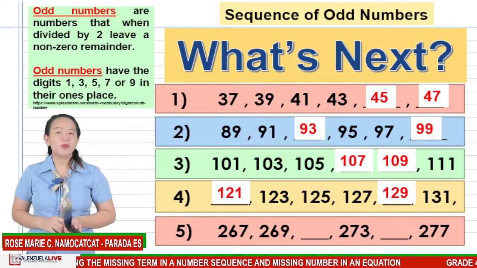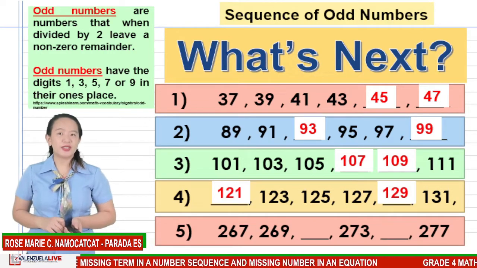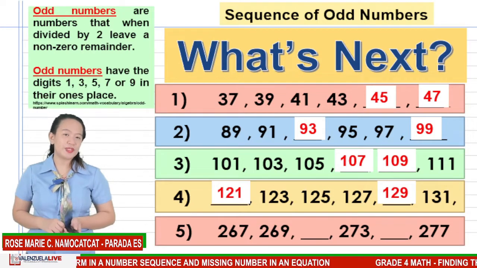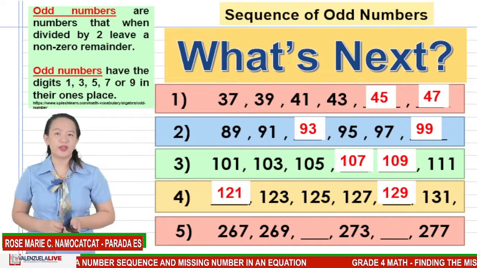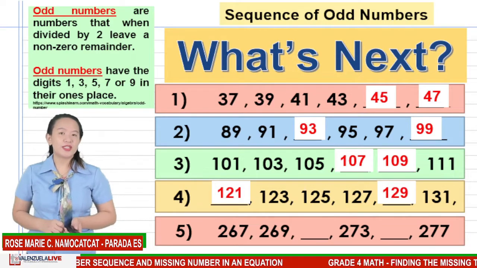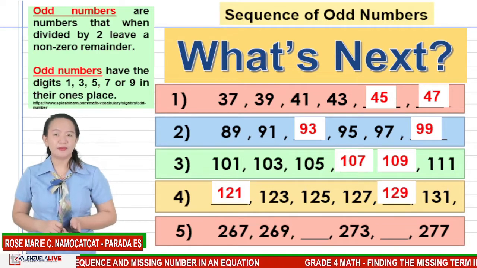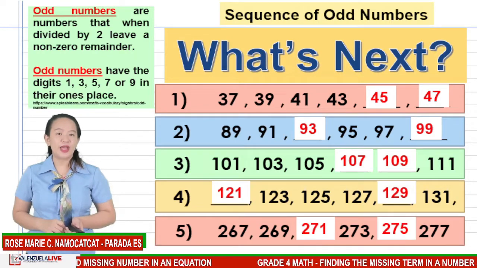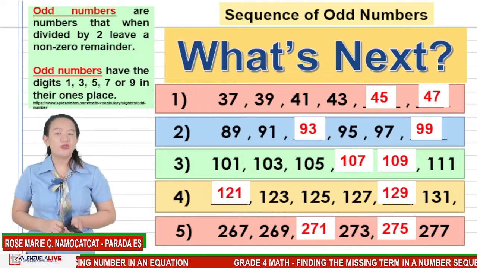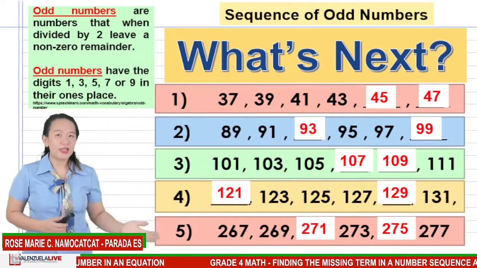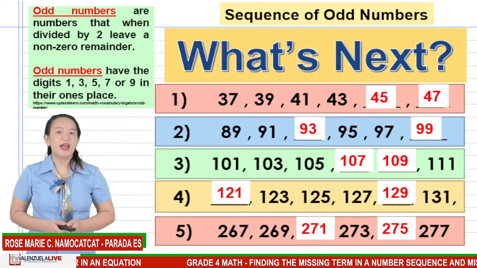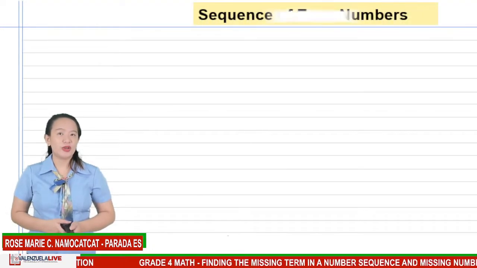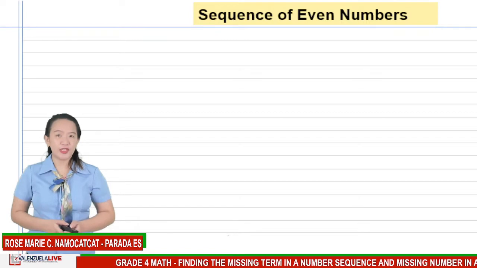Next one, 267, 269, and then blank, 273, and then another missing number, and then 277. So what will be the two missing numbers that we should have here? First, we have 271, followed by 275. So all the numbers that we had are what we call odd numbers. Now let's try to have the sequence of even numbers.